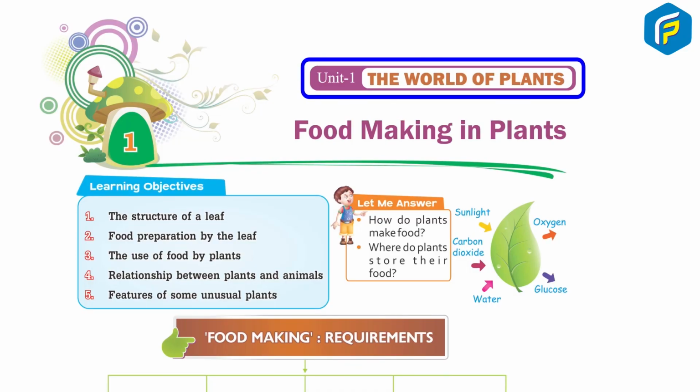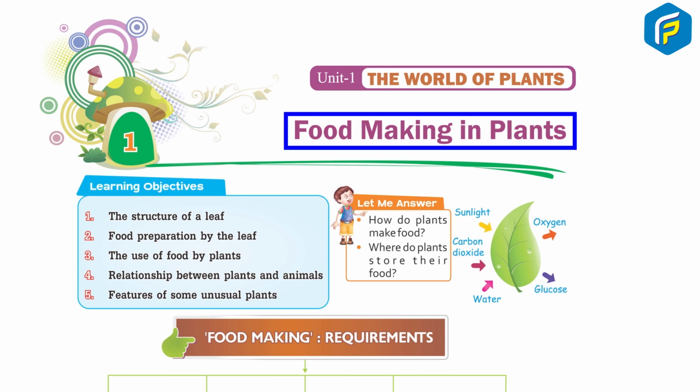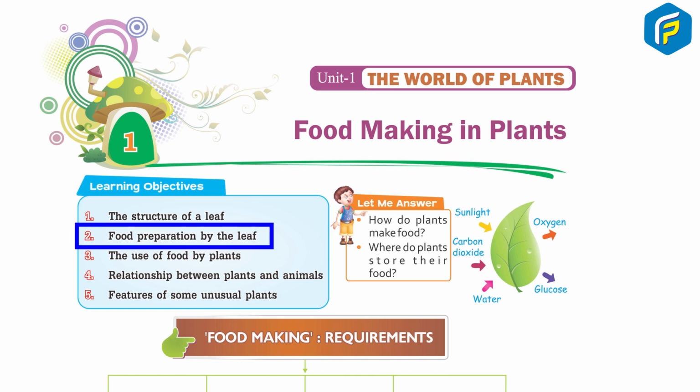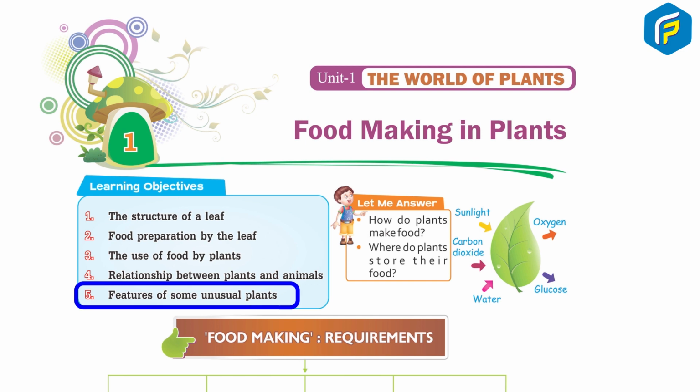Unit 1, The World of Plants. Chapter 1, Food Making in Plants. Learning Objective 1, The Structure of a Leaf. 2, Food Preparation by the leaf. 3, The Use of Food by Plants. 4, Relationship between plants and animals. 5, Features of some unusual plants.